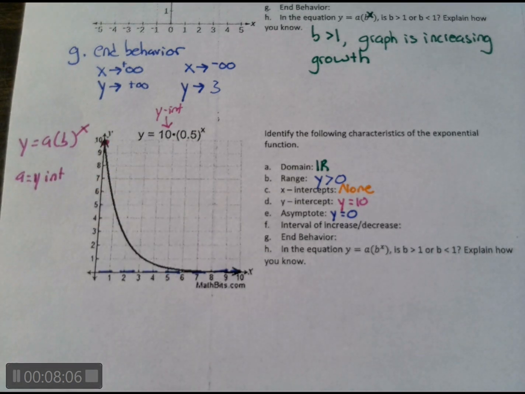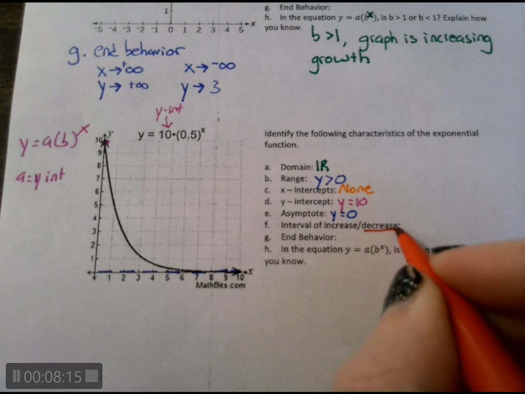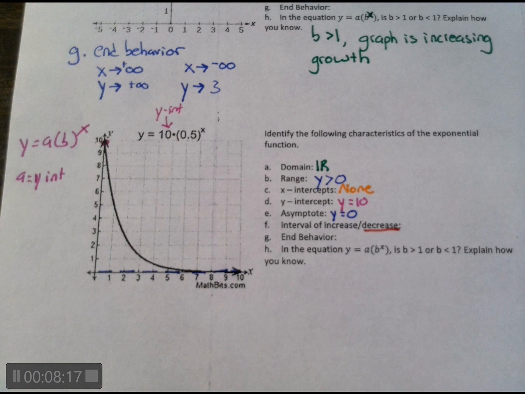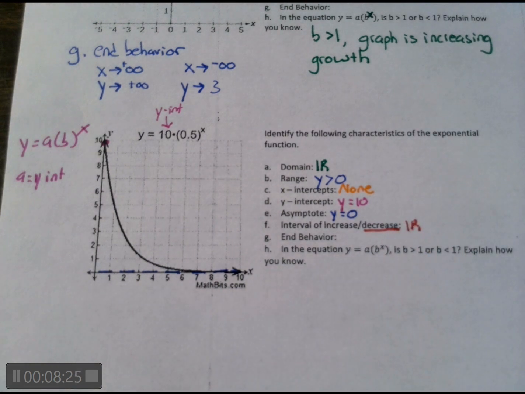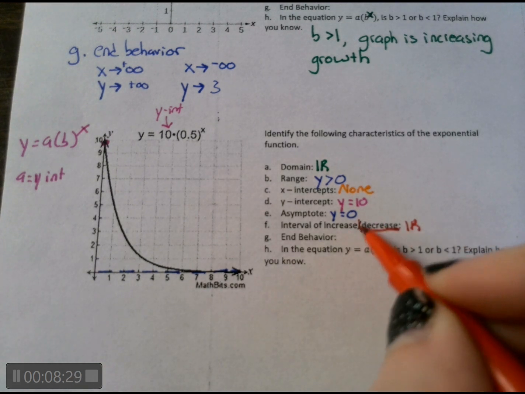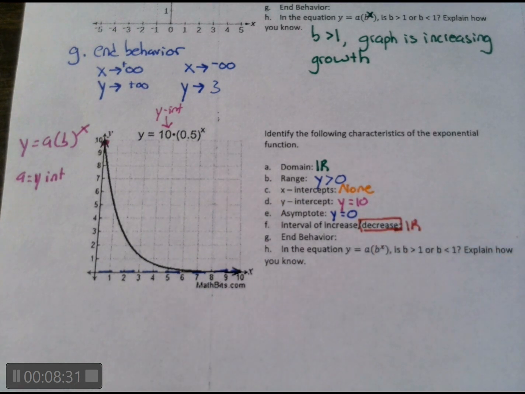Alrighty. So now, intervals of increase or decrease. Well, this one is always decreasing. So we're going to underline decrease. And then it's always decreasing from negative infinity to positive infinity. Alright, so these are always going to be increasing and decreasing for all real numbers. So from now on, we're just going to say decreasing or increasing. Sound good? I thought so.